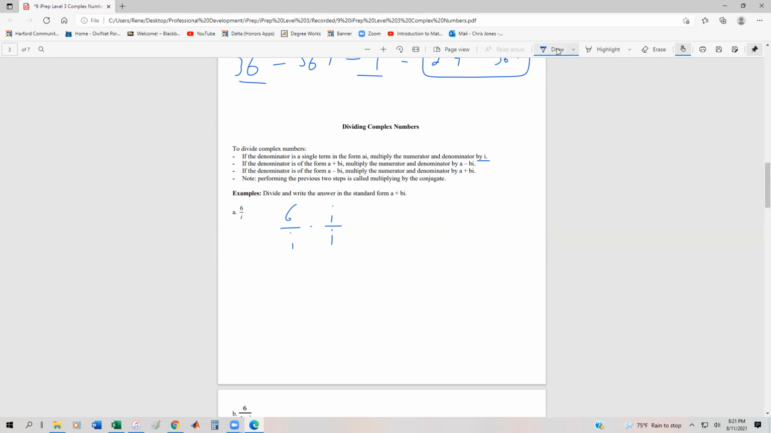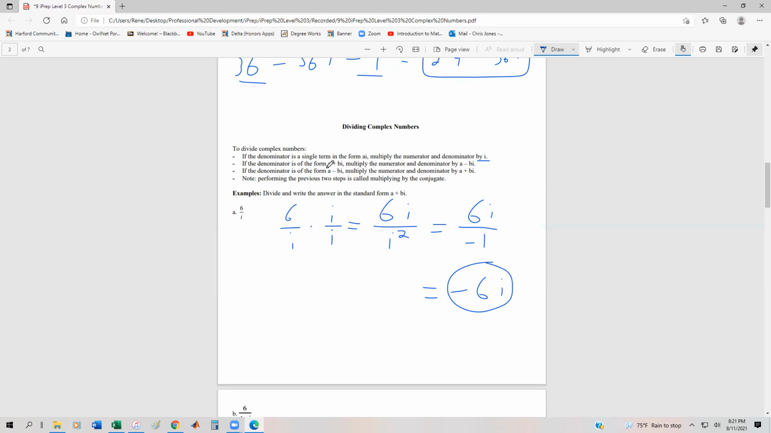And so if we multiply through, the numerator becomes 6i, the denominator becomes i squared. We know that i squared is negative 1. And if we divide 6i by negative 1, that's going to be minus 6i. So it's actually pretty easy for us to be able to divide these sorts of complex numbers, or in this case, imaginary number, if we just have a single i in the denominator.